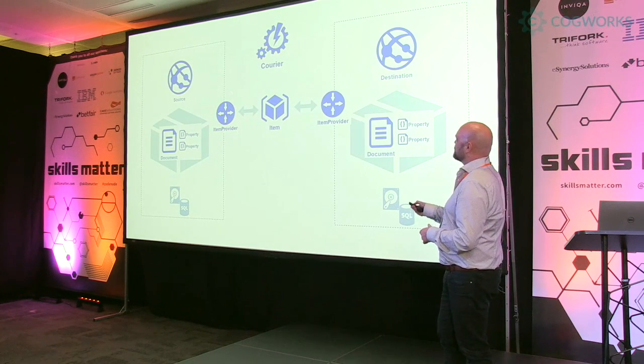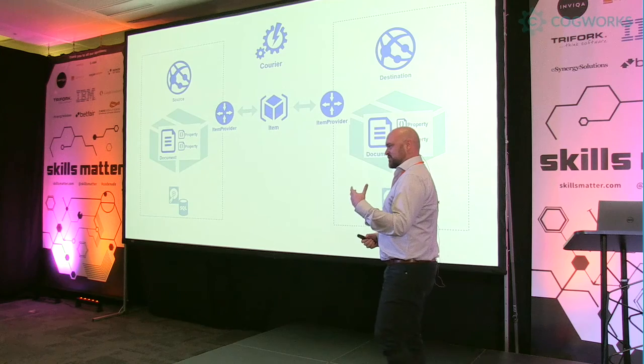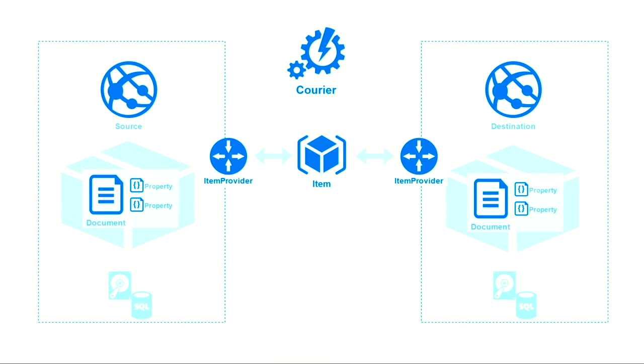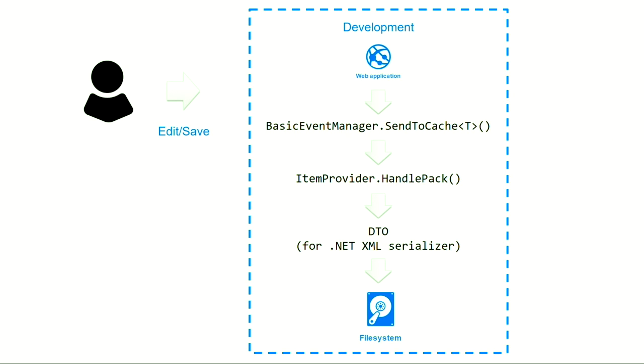So here's the thing we need to have happen. We need to create an item provider that will take the object and turn it into a file. Then on the other side, we need the same item provider to take the file and turn it into data we can put in the database. And it all needs to happen automatically. Good. So this is the chain of events that gets us there.